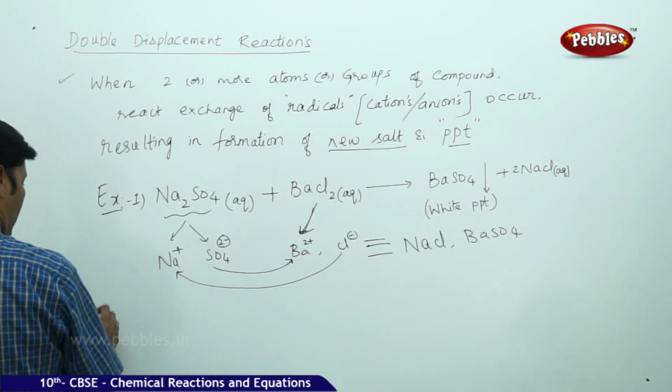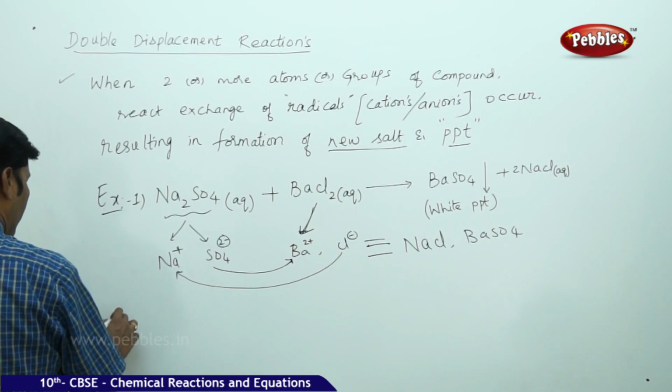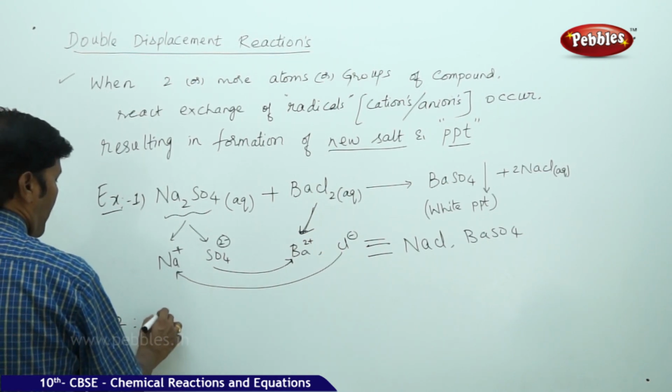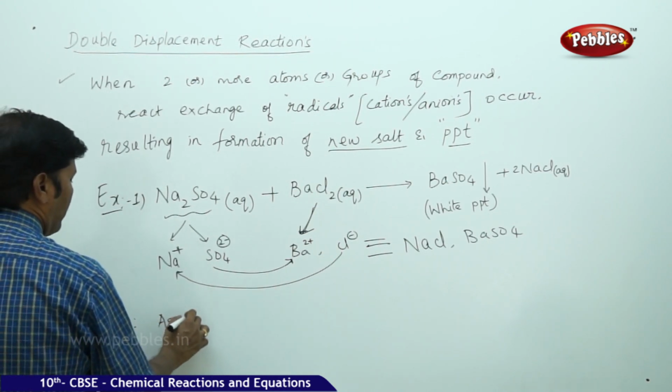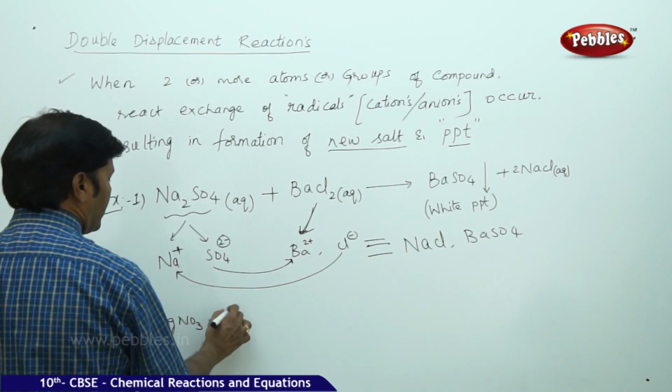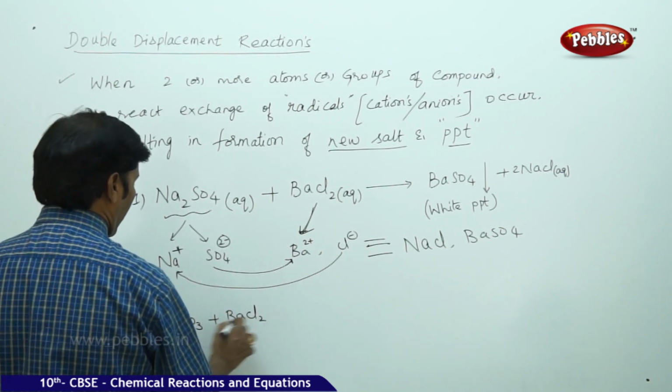This is example 1. Now example 2: silver nitrate reacts with barium chloride aqueous.